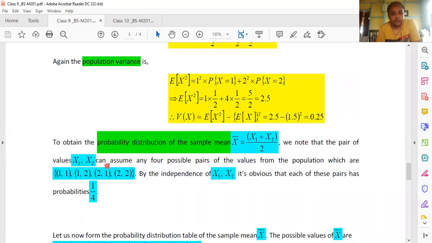So we note that the pair of values X1 and X2 can assume any of four possible pairs of the values from the population. What can this value capital X take? X can take either 1 or 2. Since we are going to get a sample of size 2, we can get four pairs. The first pair is 1, 1, where both of the random variables are taking the value 1. Then both are taking the value 2. And in between, one variable is taking 1 and another is taking 2. So in this way, we can get four pairs.